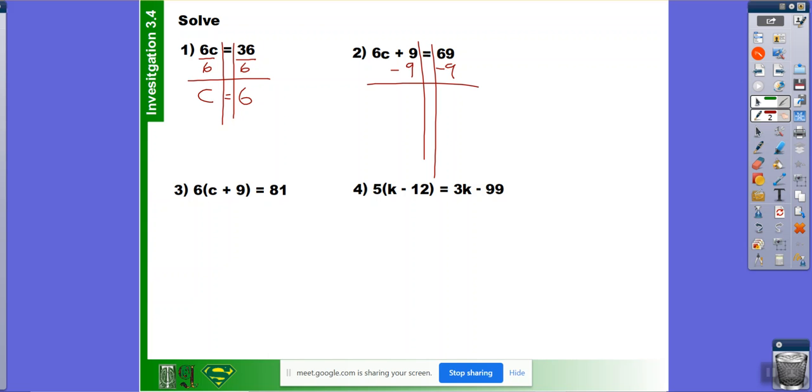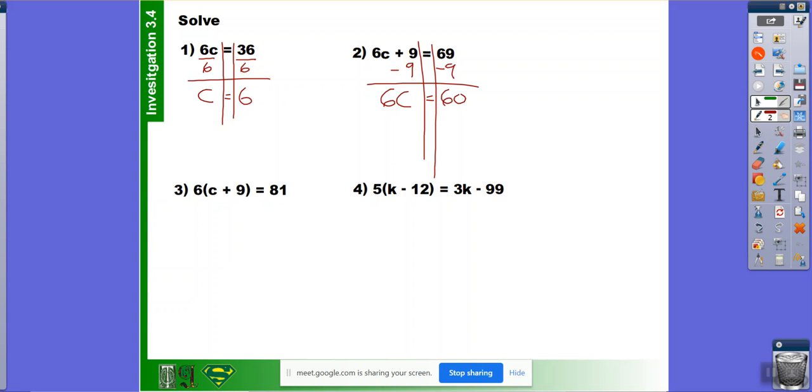Okay, so hold on a second, you're not subtracting 9 from 69, you're subtracting 9 from both sides of the equal sign. Yeah. So you're subtracting 9 from 69 and you're subtracting 9 from 6C plus 9. Okay, what do you get? And I got 60. 6C is equal to 60.